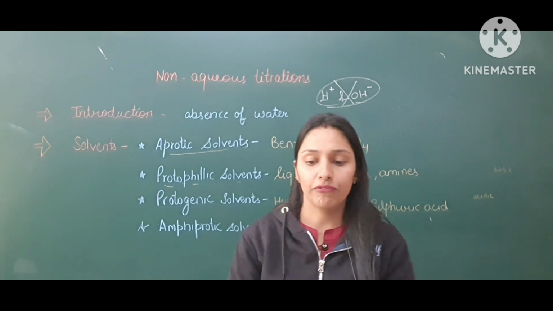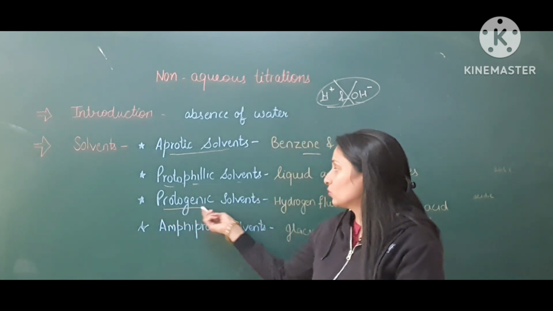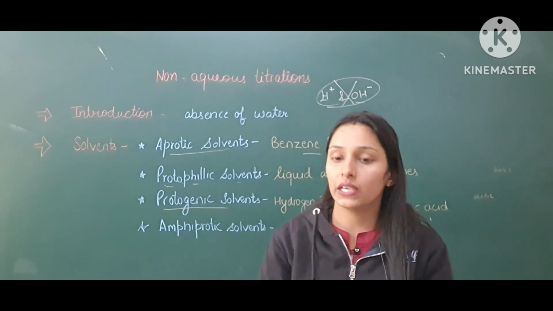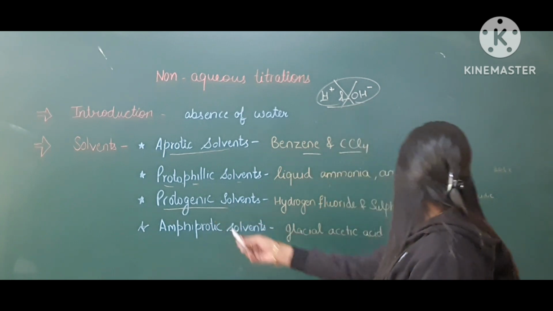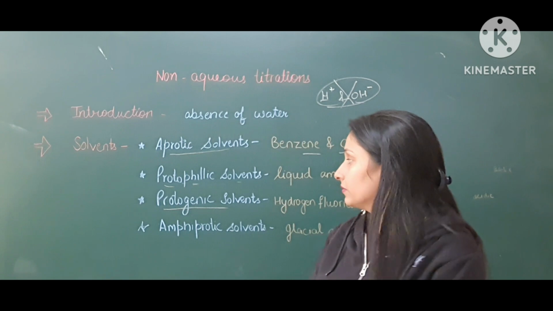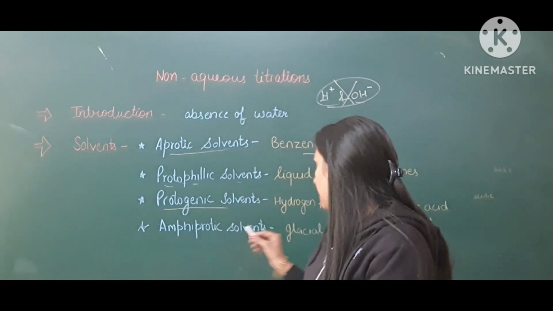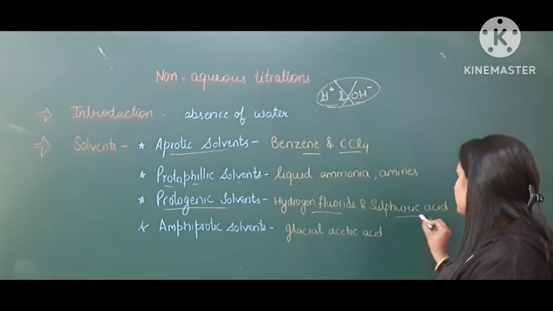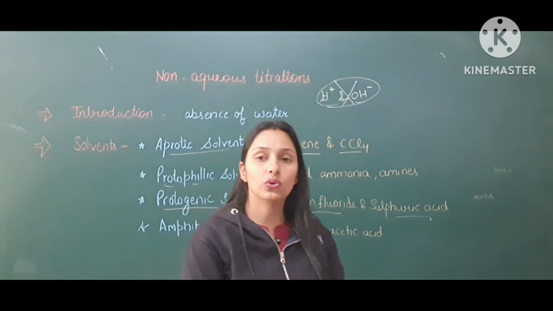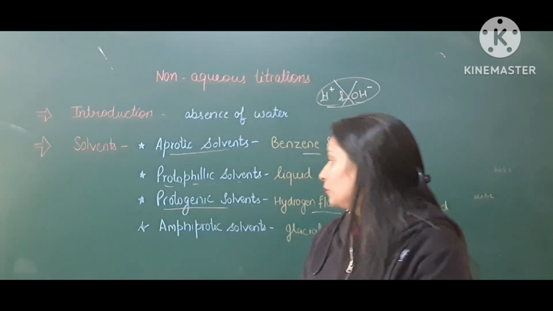Next is our protogenic solvent. As the name indicates, protogenic means proton-donating. These are acidic in nature and have a low tendency towards protons. For example, hydrogen fluoride and sulfuric acid. These are the protogenic solvents which have a low tendency towards the proton.